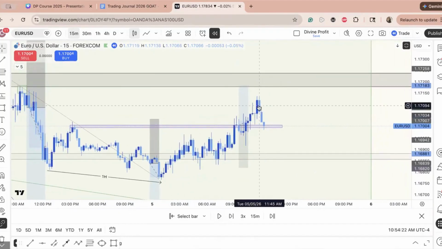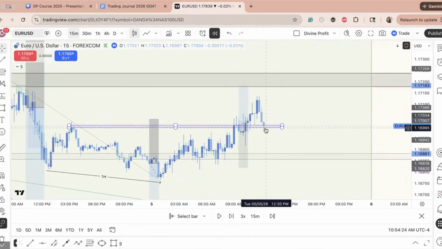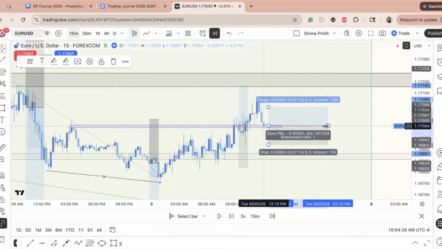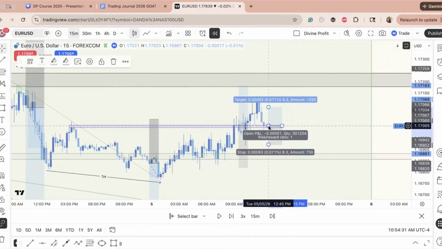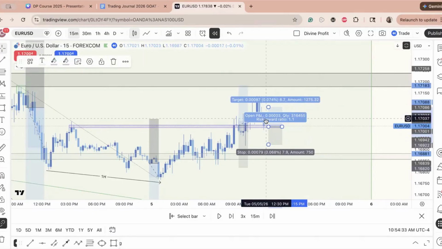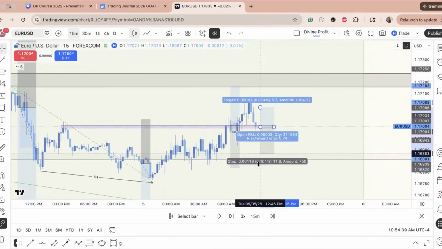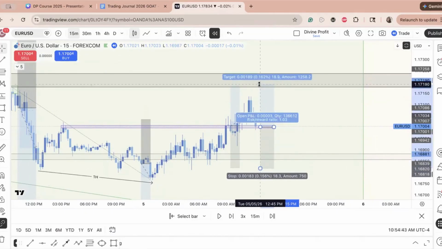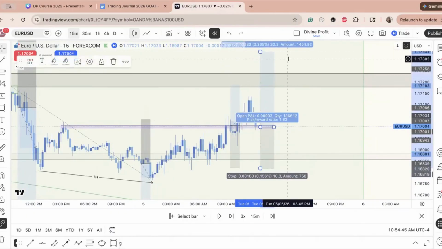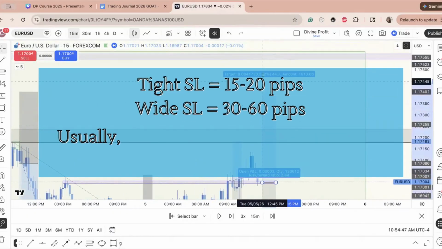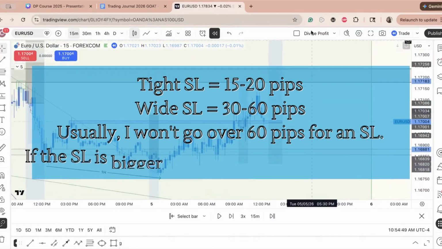So when price came back and started to retest this level, I went ahead and got a second entry. Typically for the retest, you want to see things like wick rejection, just some indication that price is starting to turn around. And again, tighter stop loss for the tighter targets, wider stop loss for the wider targets.